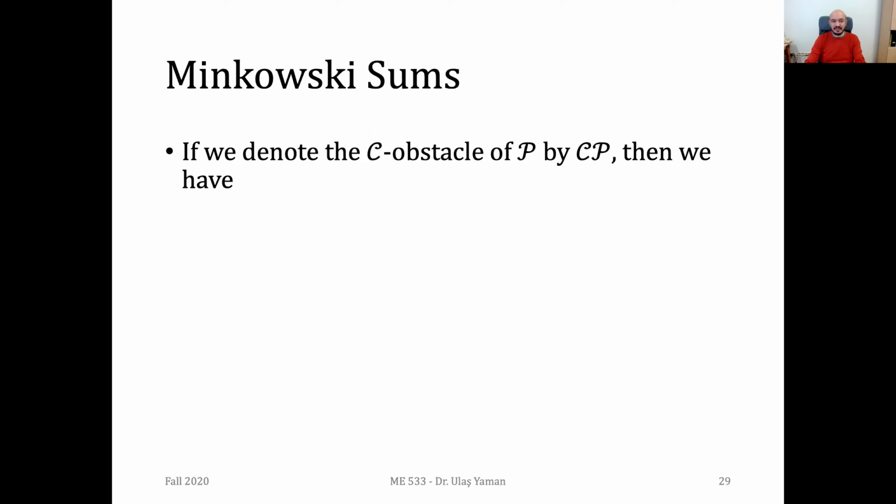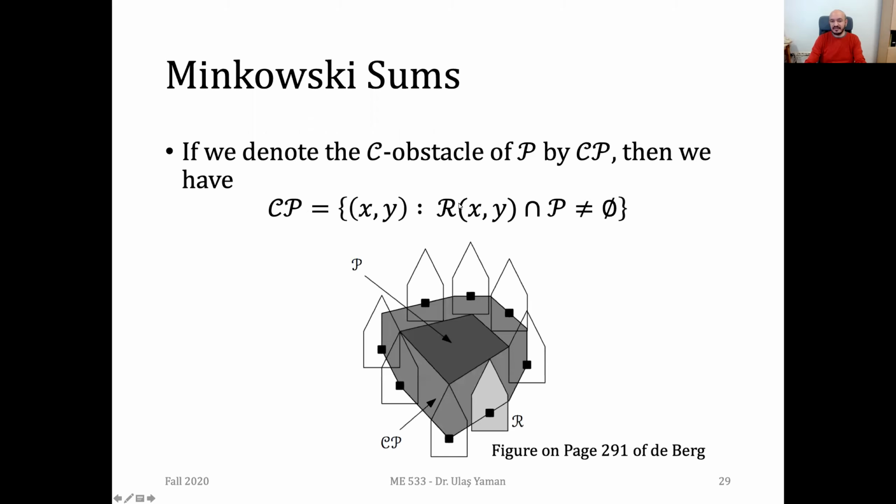We will denote the obstacle space of P, the obstacle, by CP. It is represented with such a mathematical expression. It's actually the intersection of the robot with the obstacle. So P is our obstacle, R is the robot. If their intersection is not empty, then those points will be referring to the C obstacle of P, or renamed as CP.